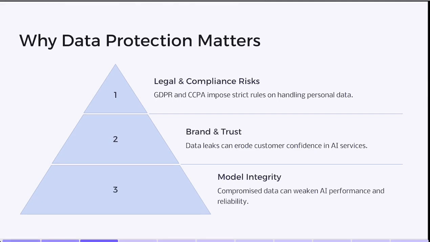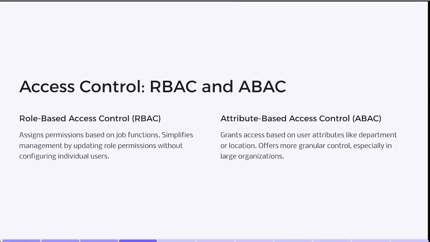In generative AI, data is the key ingredient. If your data is compromised or contains sensitive info, this can lead to huge problems. Legal and compliance risks: laws like GDPR or CCPA impose strict rules on handling personal data. Brand and trust: if your system leaks user data, customers may lose confidence in your AI services. And model integrity: altered or unsafe data can weaken your AI's performance and reliability. These issues are why data protection techniques should be at the top of your mind for everyone working with generative AI. Now let's jump into the first big technique, and that is access control.